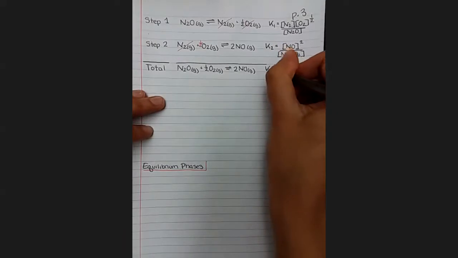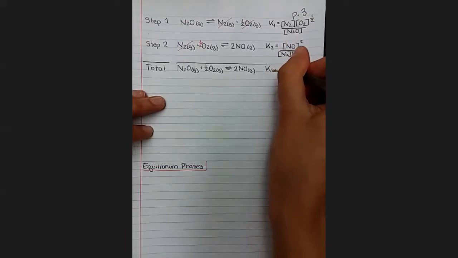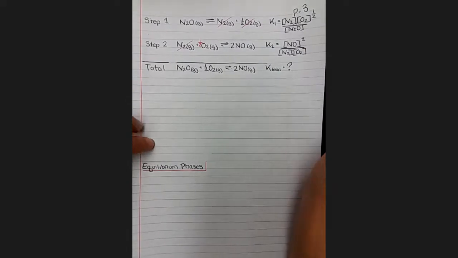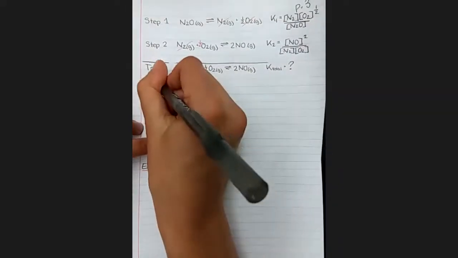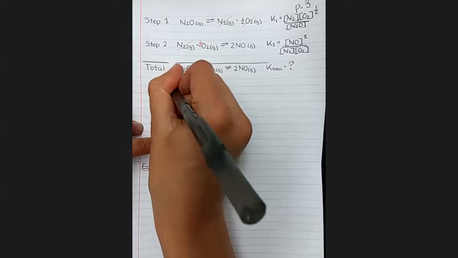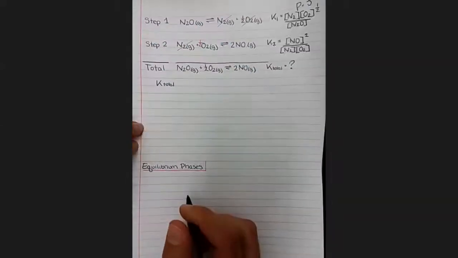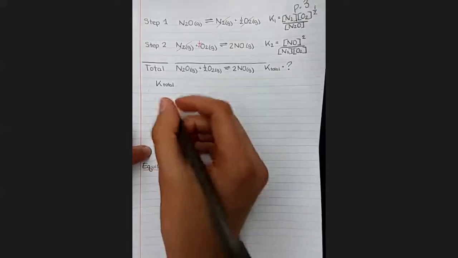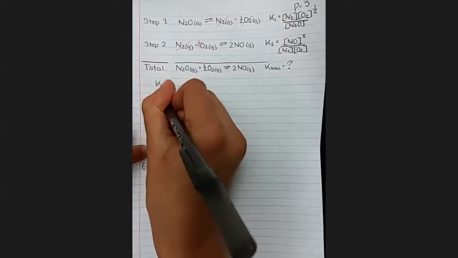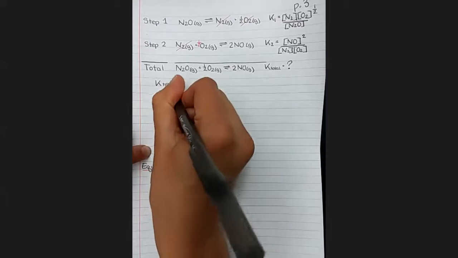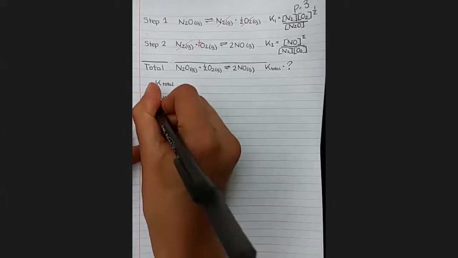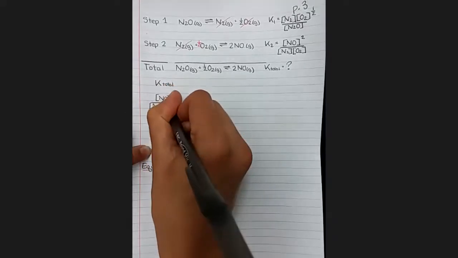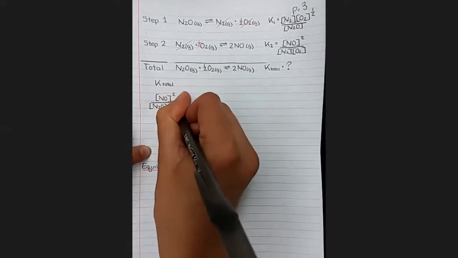We want to find out what is the equilibrium constant for this one. You could probably hazard a guess at this point, but let's prove it to ourselves and make sure we're right. So if we were to write the K total, just from knowing what the totally balanced reaction is, we would write it as product NO squared over reactants N2O times O2 to the 1/2.